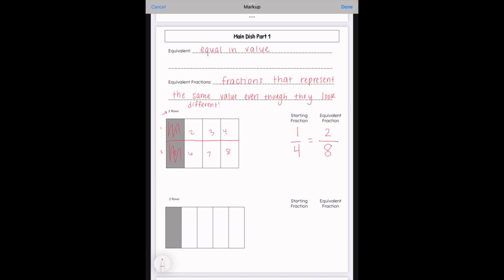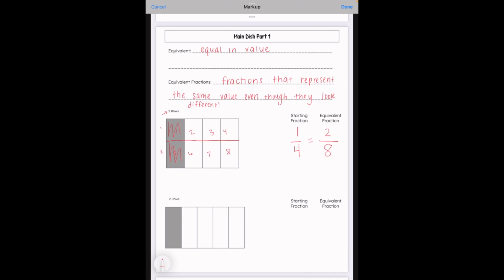I'm going to put an equal sign because 1/4 and 2/8 have the same value. If I ate 1/4 of the cake and my sister ate 2/8 of the cake, we'd be eating the same amount of cake. It's just a different look.